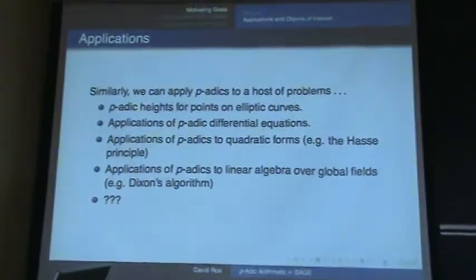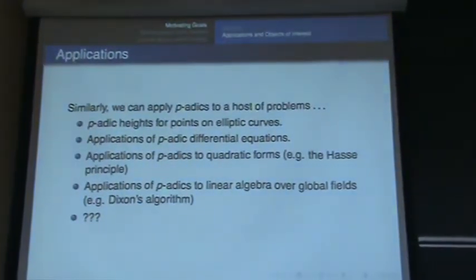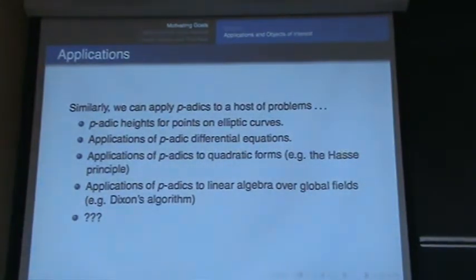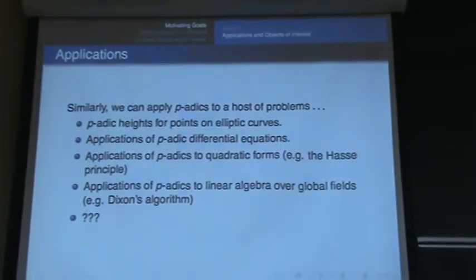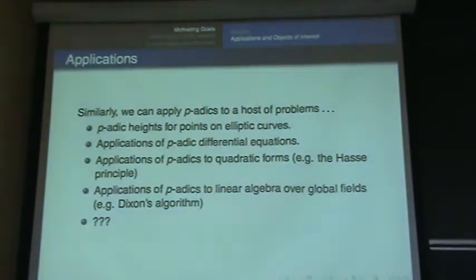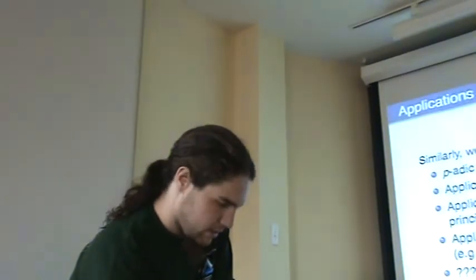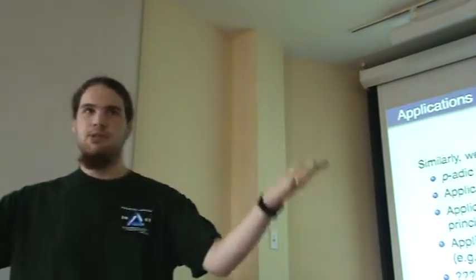Okay. So p-adic heights of points on elliptic curves, p-adic differential equations, quadratic forms, which is kind of local solubility, representability of quadratic forms or solubility of schemes. You probably also want stupid algorithms for general schemes. Sure. But yeah, so brainstorming. If anybody has some stuff right now, I'd like to hear about it. What would you like to see p-adics and SAGE applied to?